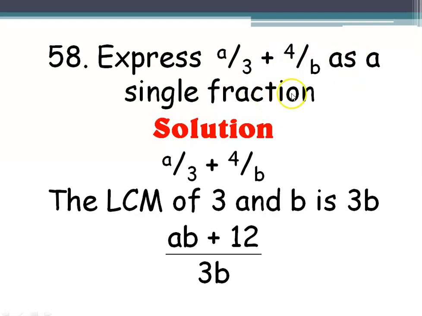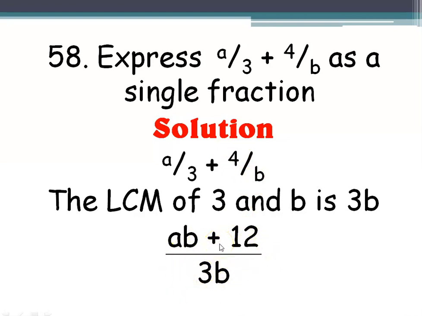Alright, question 58 says, express a over 3 plus 4 over b as a single fraction. So the denominator of this is 3, the denominator of this is b. So the LCM of 3 and b is 3b. So I write out the LCM, then I check. 3 in 3b is b. b times a is ab. b in 3b is 3. 3 times 4 is 12. So ab plus 12 divided by 3b is a single fraction.